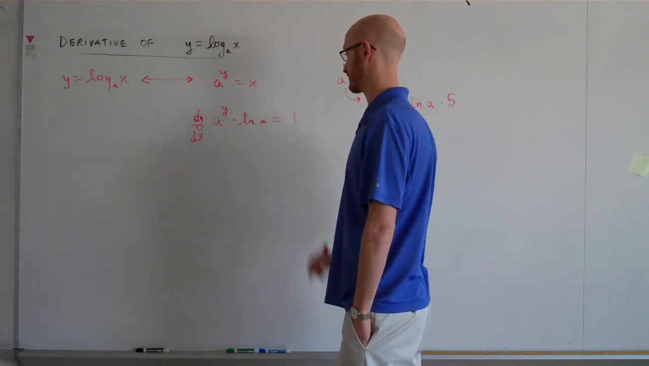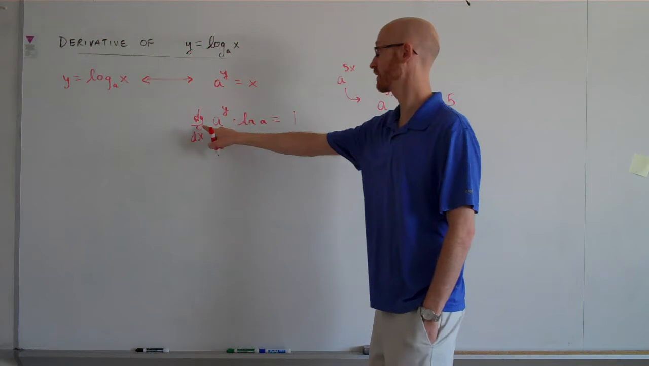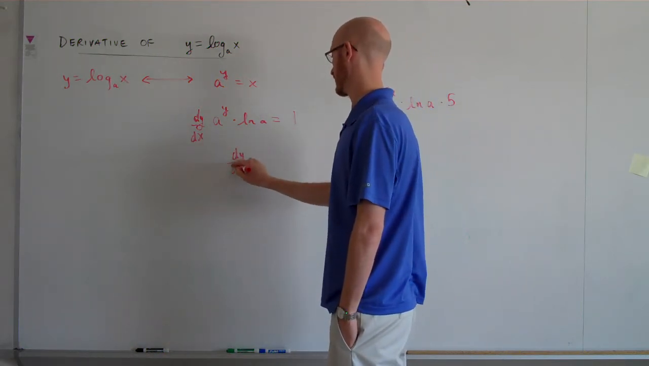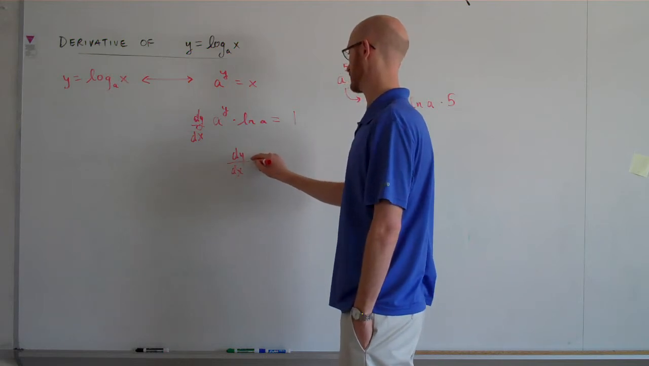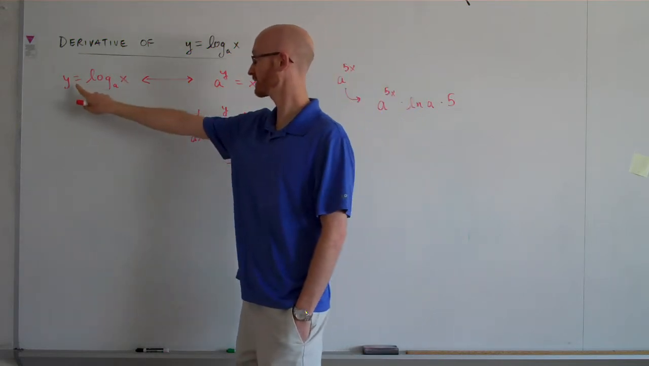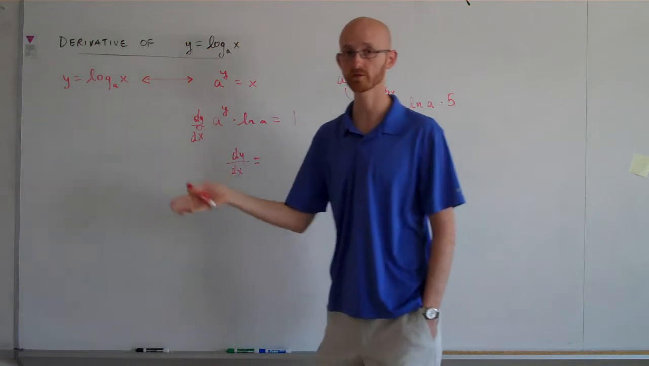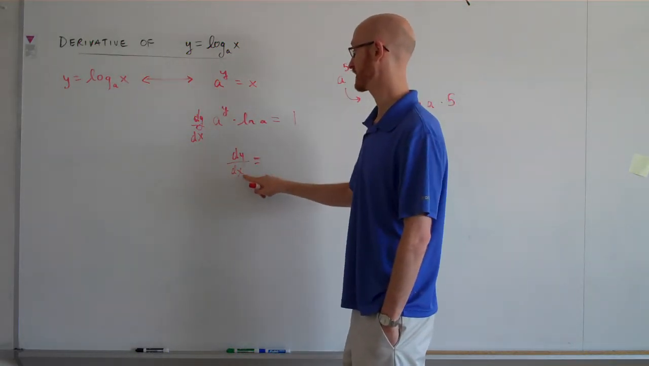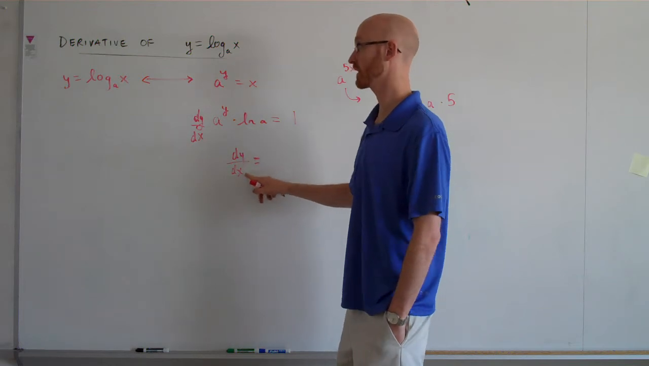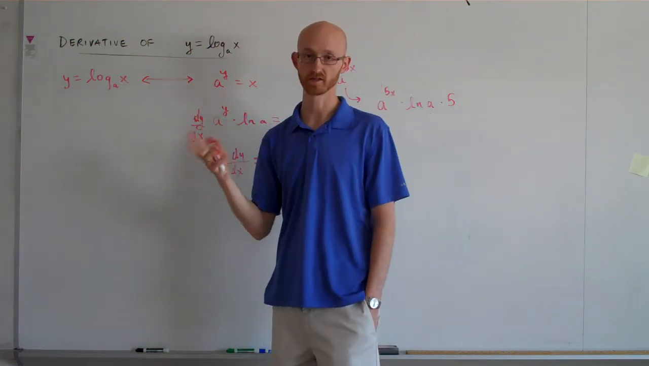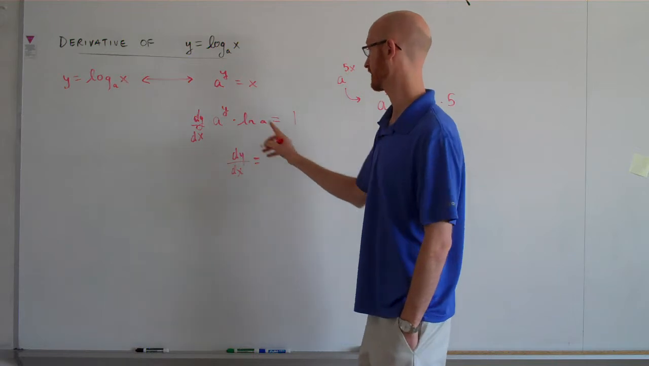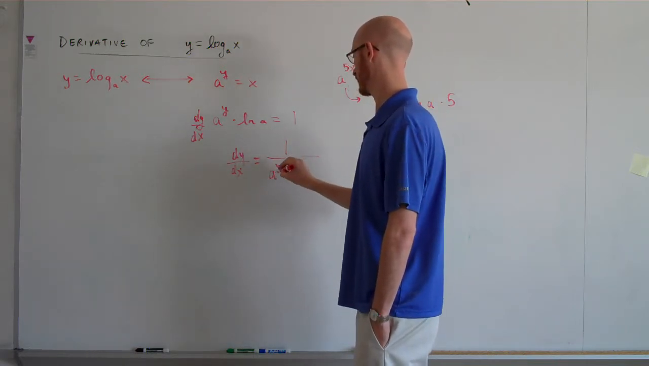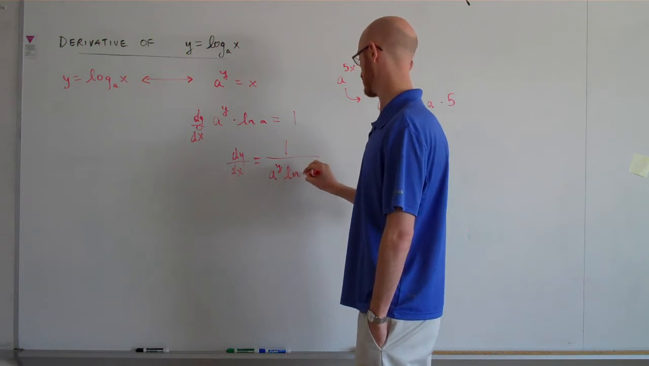Now the derivative of x is 1. And we're going to solve for dy dx. So dy dx. And remember what y is. Just think about the fact that y is log base a of x. So we're trying to find the rate of change of log base a of x. And right now we're solving for dy dx, which again we will have found without ever having isolated y, I guess you can think. 1 over a to the y, natural log a.